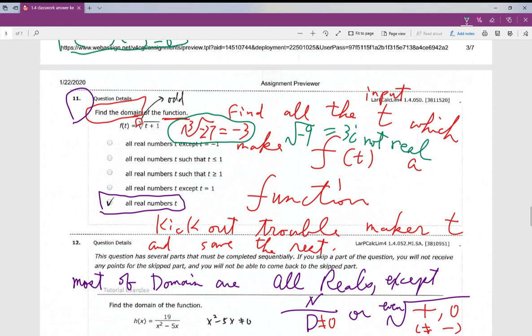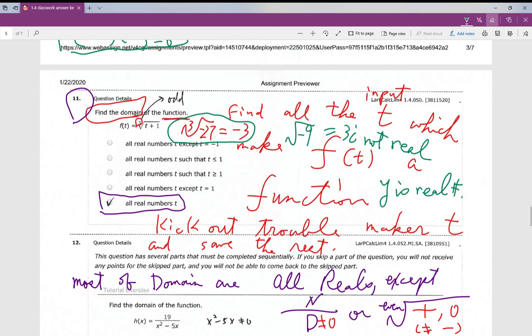Okay, so when we talk about the domain, basically we want to find the real output. Output needs to be real. So we want to make sure the function, or we say y, is real numbers. Okay. So that's number 11.